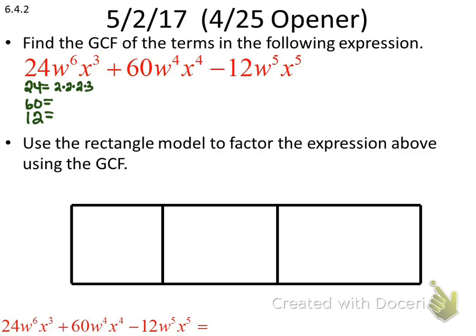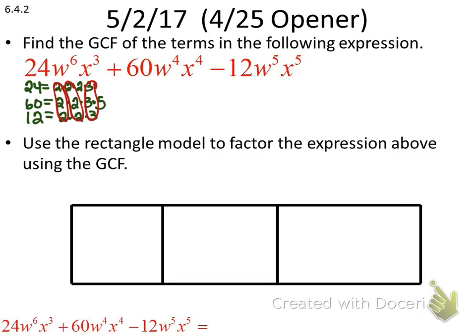Okay, what about for 60? 2 2s, 1 3, and 1 5. Okay, and what about for 12? 2 2s and 1 3. Okay. Now, greatest common factor, you're talking about common. What number do all three of these terms have in common? 2 2. Tanisha? So they have a group of 2s in common, a group of 2s in common, and a group of 3s in common.